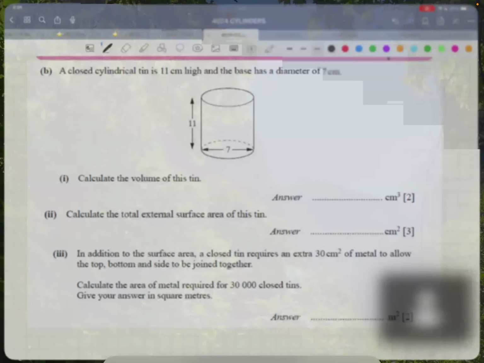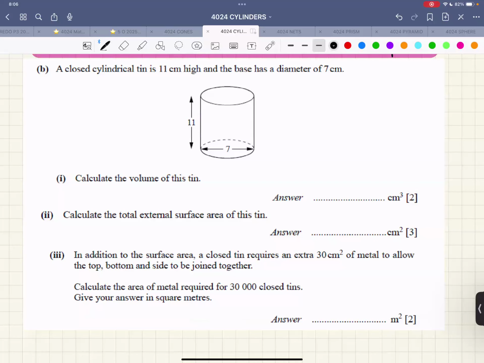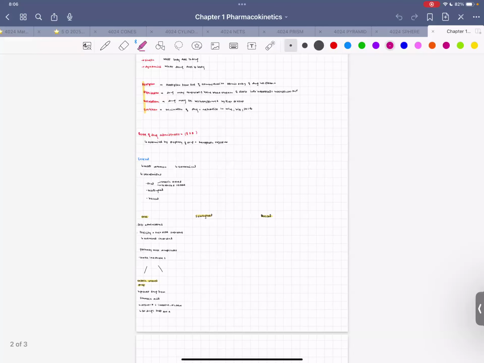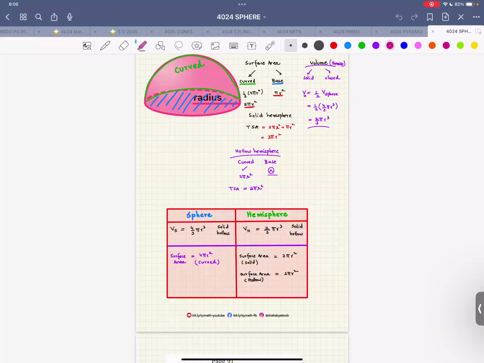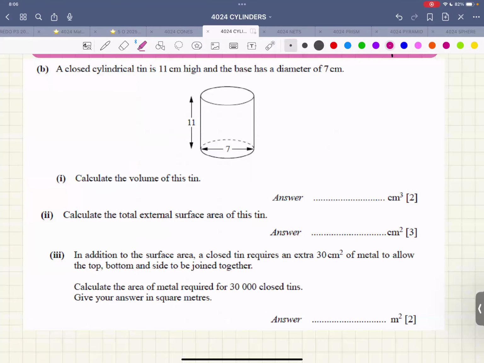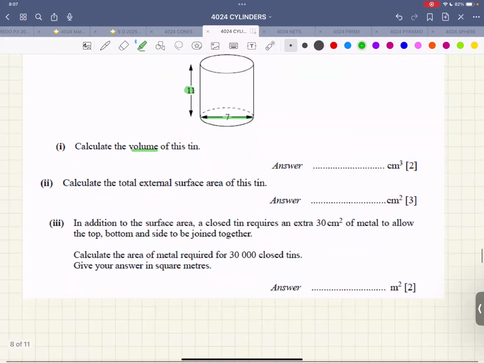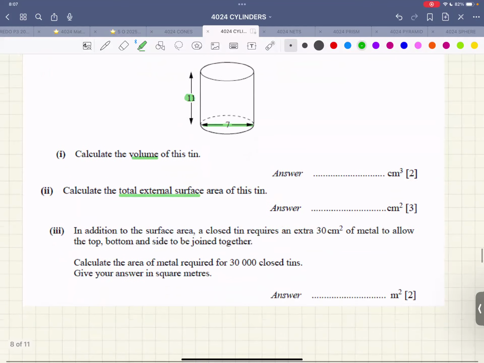So now people, let's have a look at this question. It's a good habit to underline things, and that is what I want you to do in your exam also. More details in the workshop, inshallah. So let me remove this thing and cones and cylinders. Now, first of all, what exactly are they talking about? They are talking about a closed cylindrical tin that is 11 centimeter high, and the base has a diameter of 7. That's the diameter. Therefore, you should work in radius. Calculate the volume of the tin. Calculate the total external surface area of the tin.